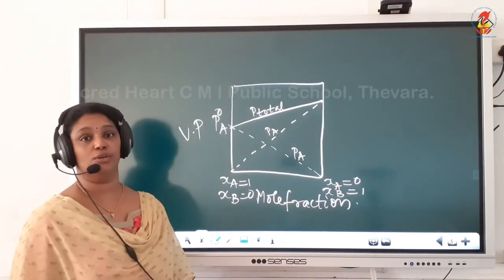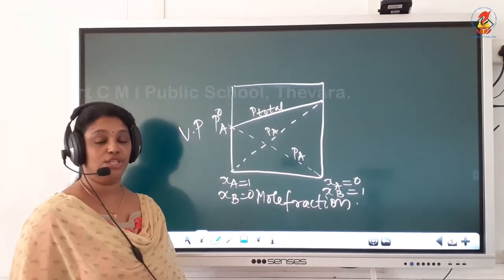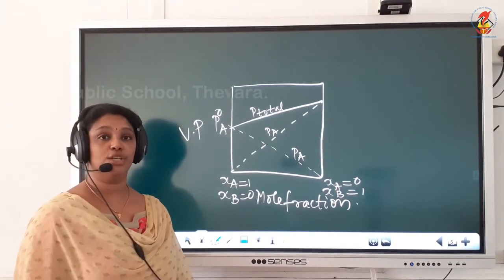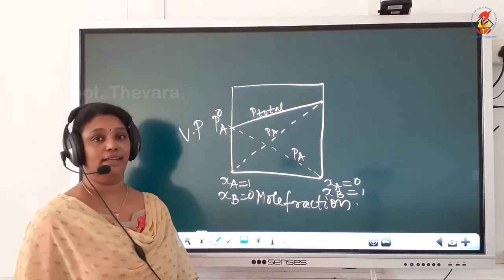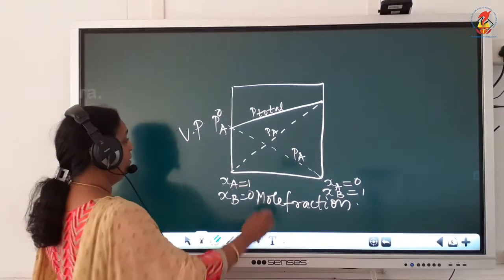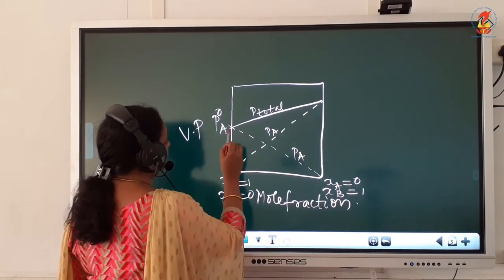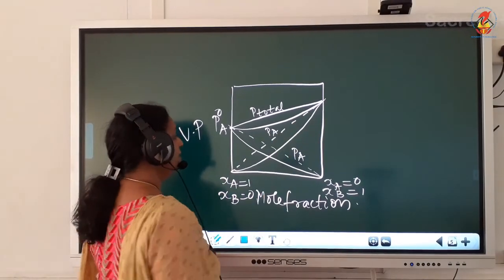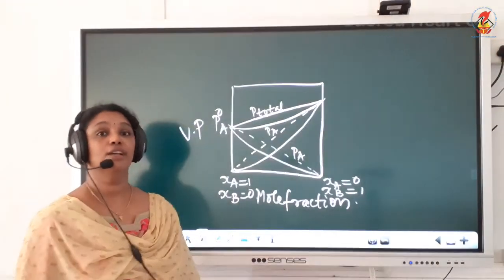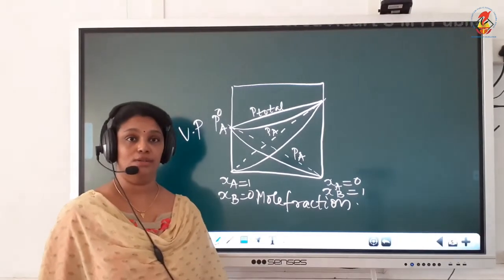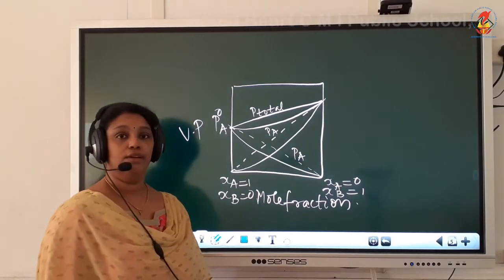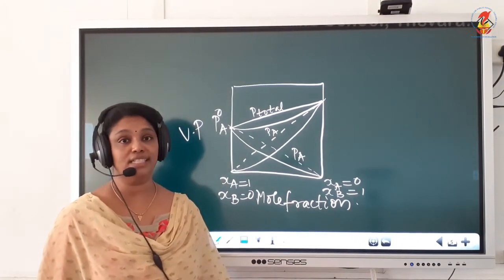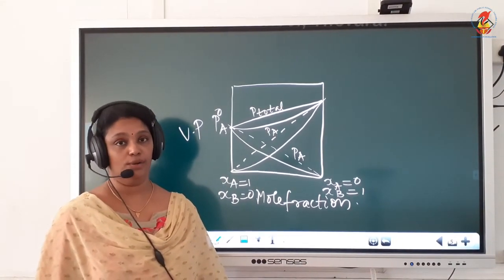Now, if it's a non-ideal solution showing negative deviation, we know the vapor pressure of the solution will be lower than that expected from Raoult's law. So, when we are showing the negative deviation, you have to show negative deviations like this. The solid lines represent that the vapor pressure of the solution is lower than that expected from Raoult's law. So this is the graphical representation for a non-ideal solution showing negative deviation from Raoult's law.